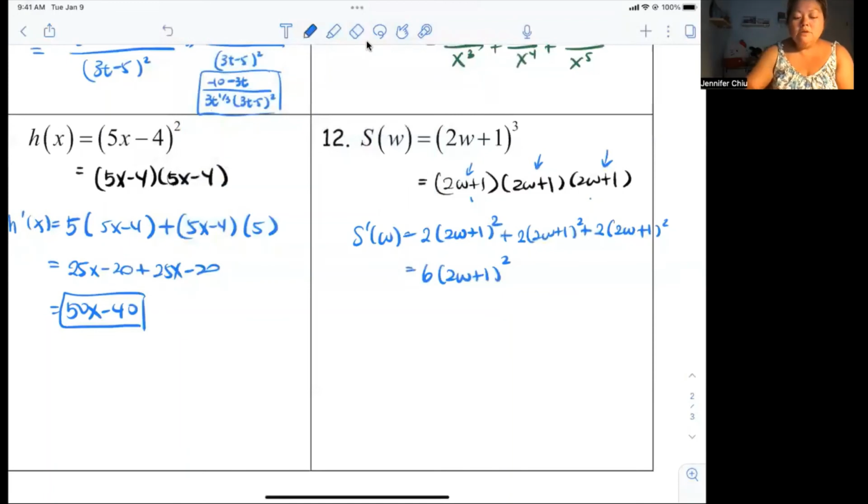Okay? All right, so those are all the rules we have for differentiation. Hopefully that will make it much easier, much quicker for you to take the derivative of functions. Okay, that's it.